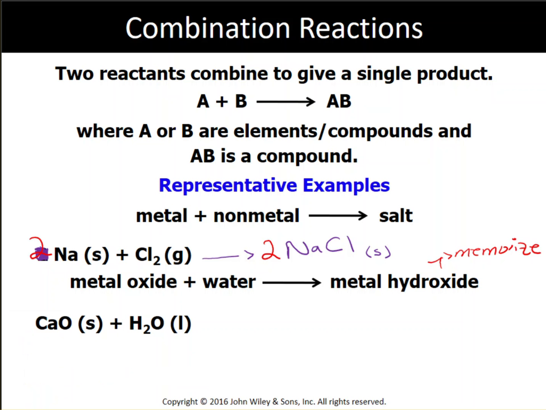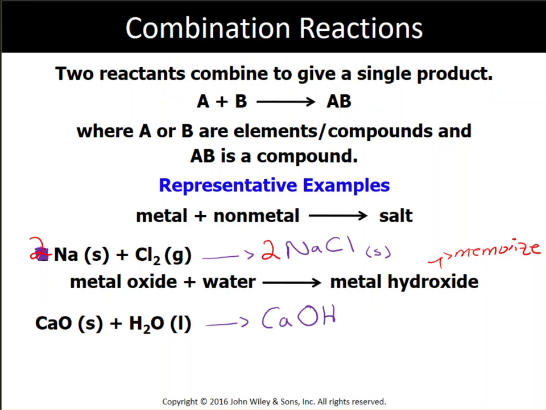Now, this is how the question is going to be given to you. We tell you to write the product of a combination reaction of calcium oxide and water. So calcium oxide is a metal oxide. With water, I know that the product has to be a metal hydroxide. What is our metal here? Calcium and hydroxide.